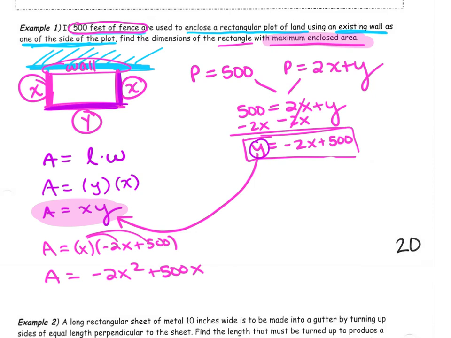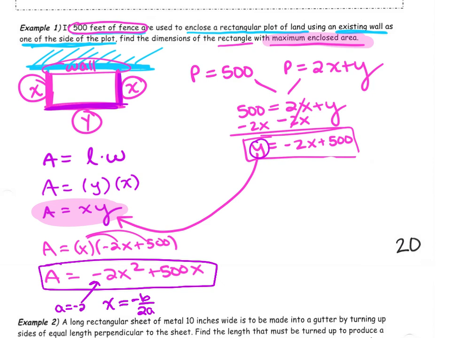Okay, well, if this is my formula for area, I'm going to use the axis of symmetry formula to figure out what the max value is for x. Once I have x, I can go and plug in and get y. So let's see. We have a is negative 2. We have b is 500. So let's plug into the formula. x equals negative 500. Whoops, no negative there. All over 2 times negative 2.